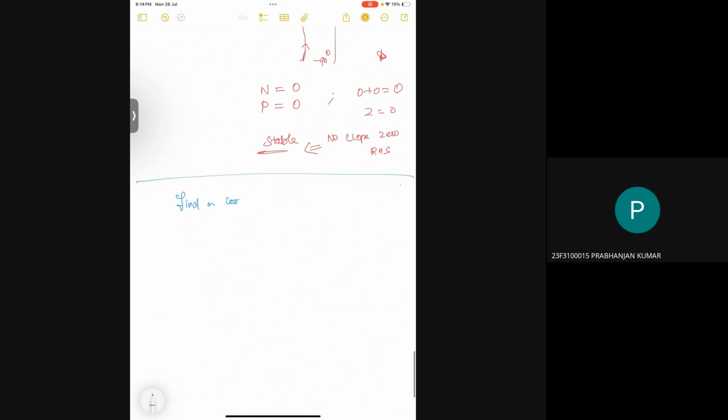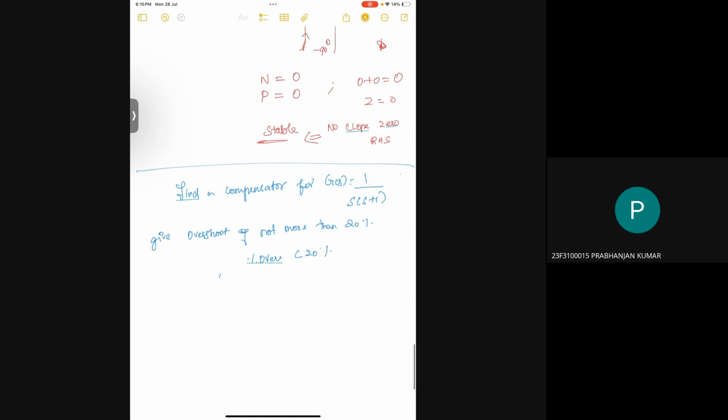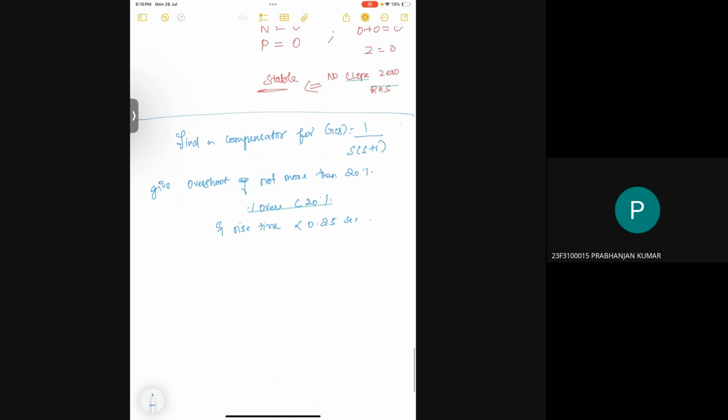Find a compensator for G of S equal to 1 by S into S plus 1 that will give an overshoot of not more than 20%. So its overshoot percentage should be less than 20%. And rise time should be no more than 0.25 seconds. So it should be less than 0.25 seconds.